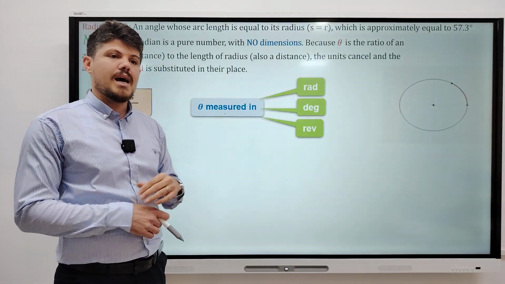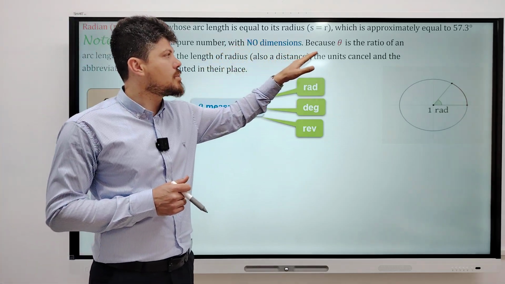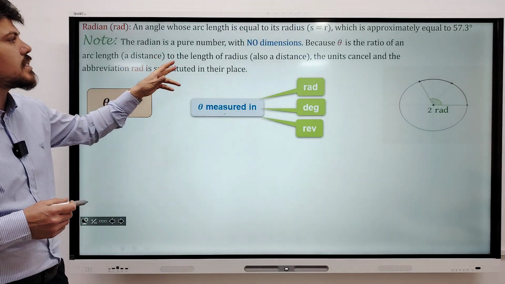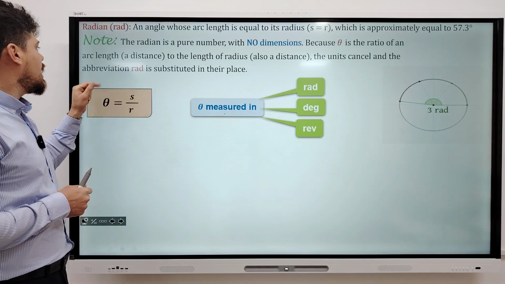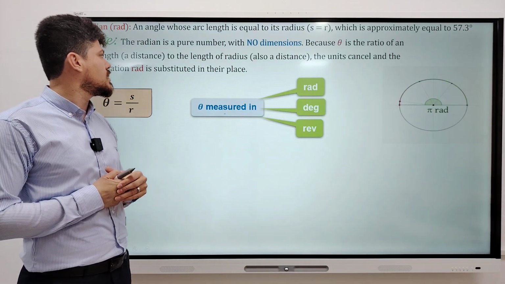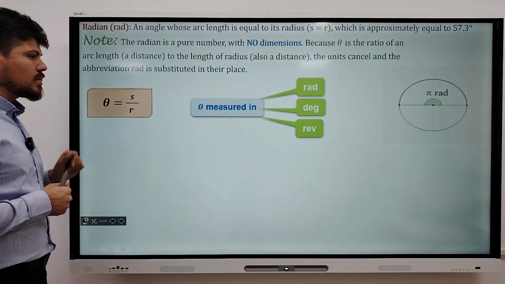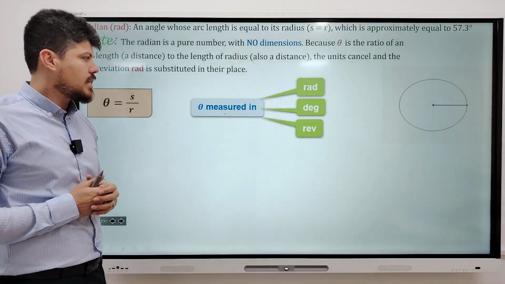It means that it has no dimension in the SI unit. With no dimension, because theta is the ratio of an arc length, a distance, to the length of the radius, also a distance. The units cancel and the abbreviation rad is substituted in their place. Okay? Theta, the angular displacement, is equal to arc length divided by radius.